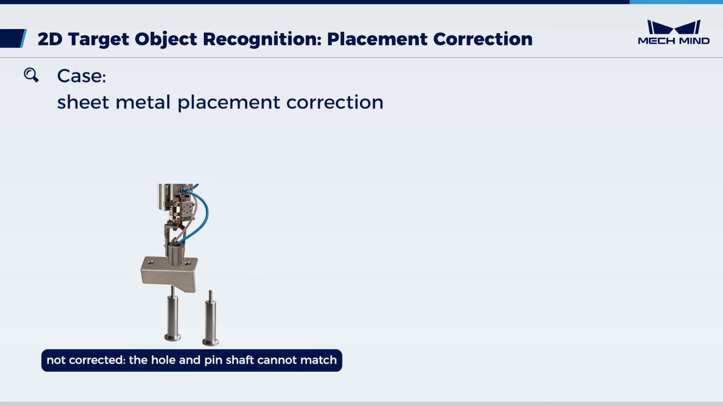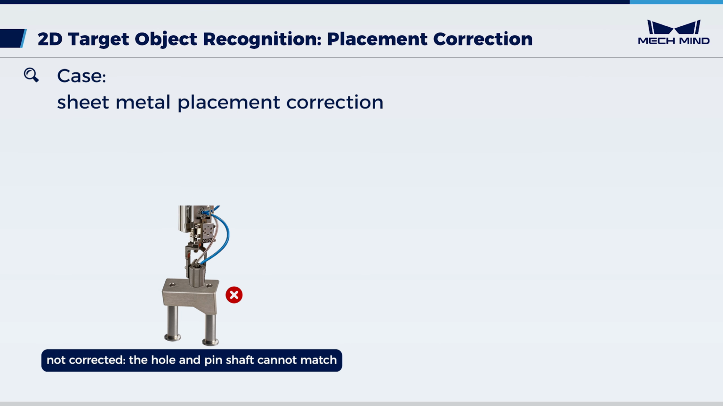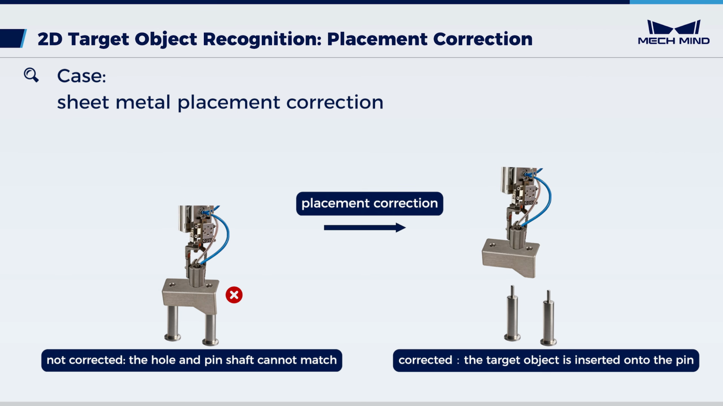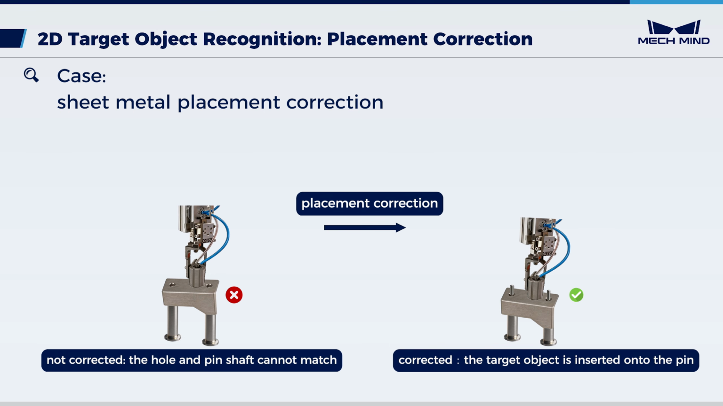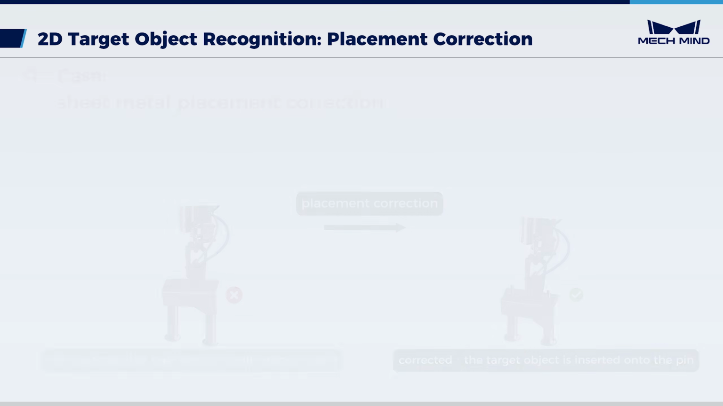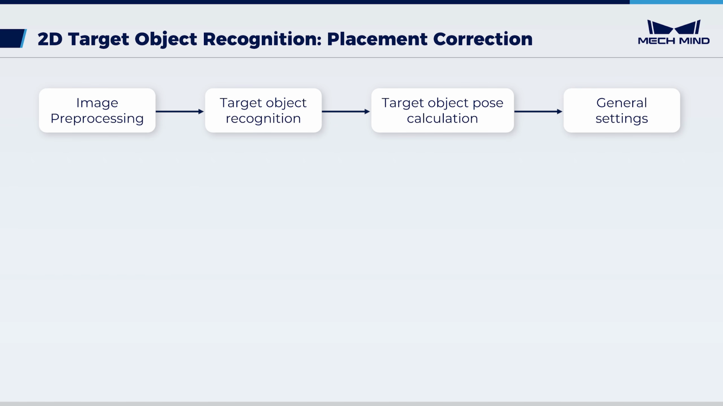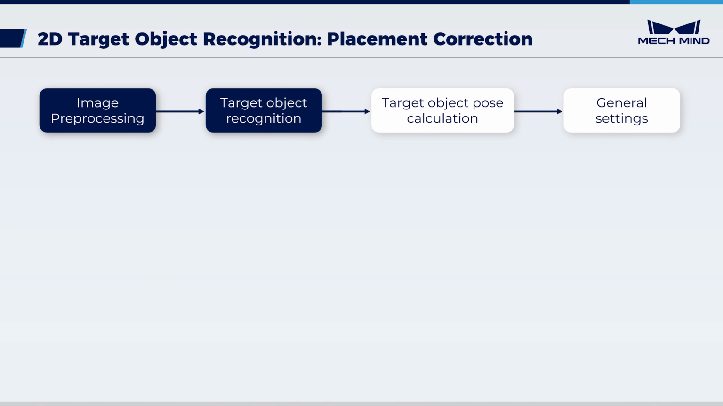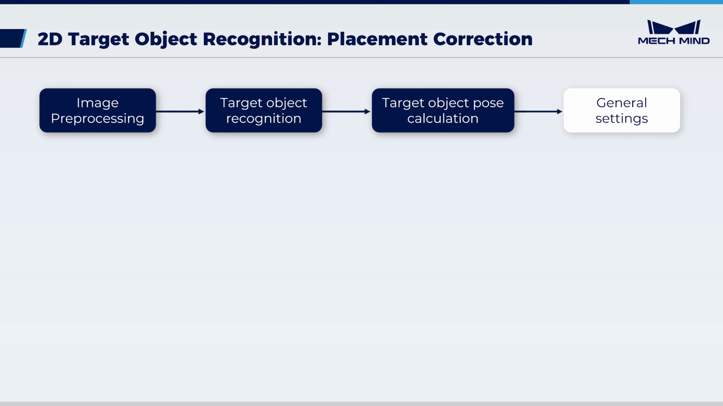Next, using sheet metal placement correction as an example, this video shows how to configure the workflow for supporting subsequent robot assembly tasks. In this scenario, the recognition workflow consists of 4 steps: image preprocessing, target object recognition, target object pose calculation, and general settings.